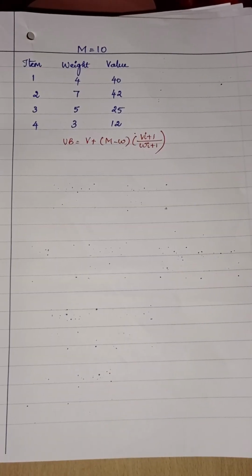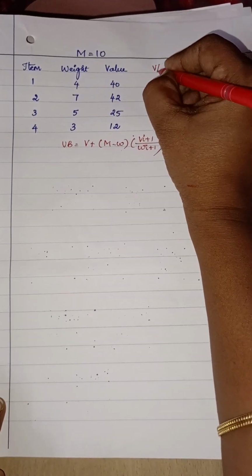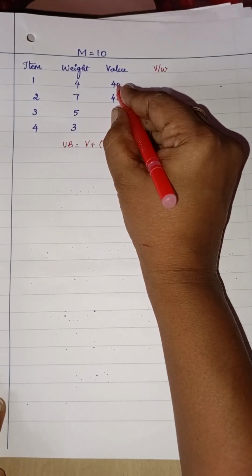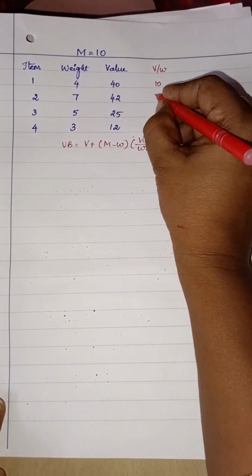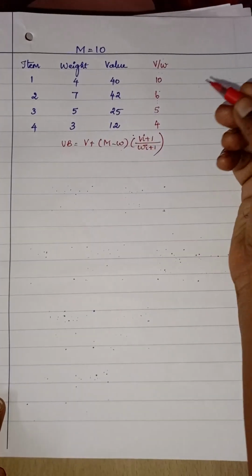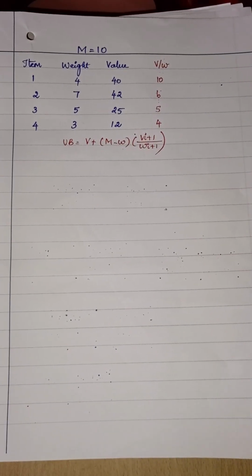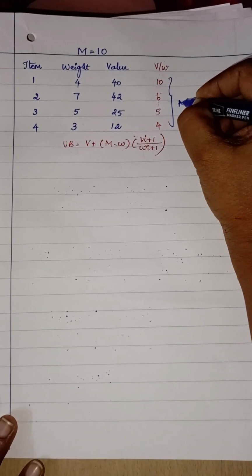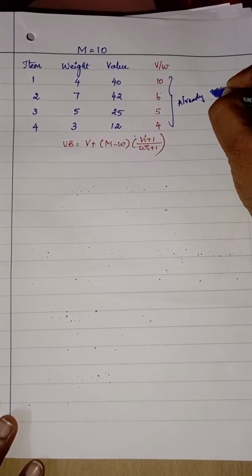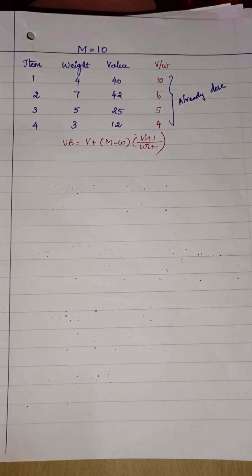So here is the problem. You are given a set of 4 items, each one associated with a weight and value as depicted. The first step is we need to find the ratio of value by weight. So you have to divide value by weight. So it will be 10, 6, 5 and 4. The second step is you have to arrange the items in descending order as per this ratio, that is value by weight. But in this case, it is already in descending order, so we need not modify anything. Straight away we will go for the calculation.